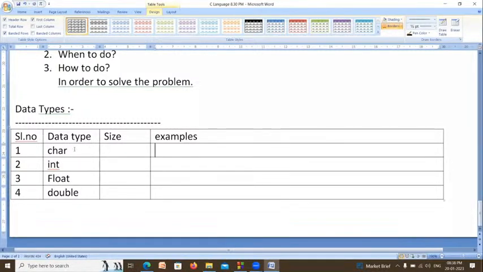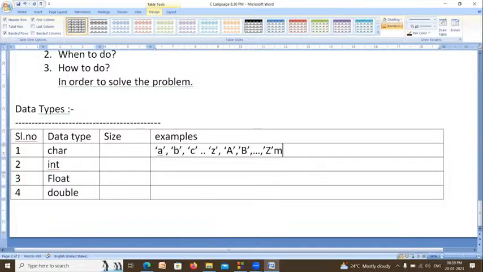Now, what is the meaning of character? Character means alphabets. Small a is a character. Small b is a character. Small c is a character, and so on. Last one is Z. Small a to small z, as well as capital A, capital B, and so on up to capital Z. These are the characters.